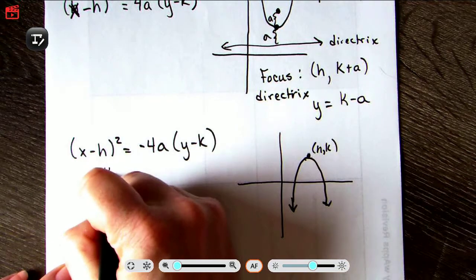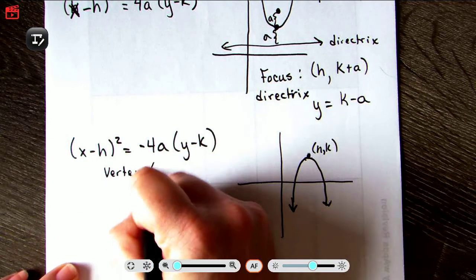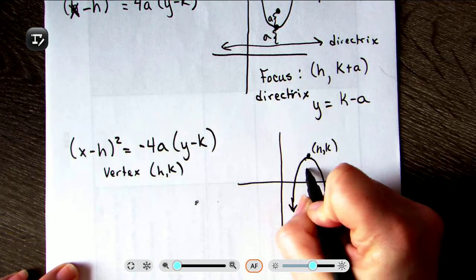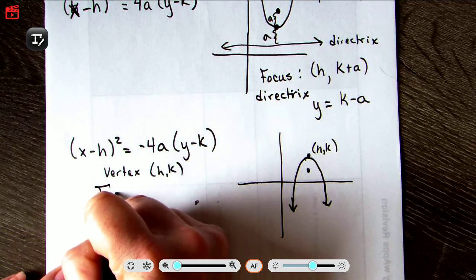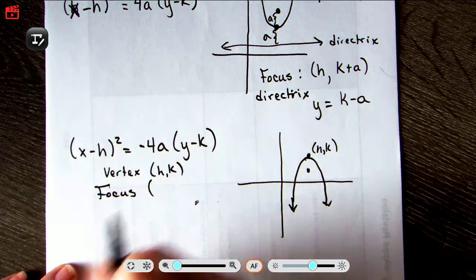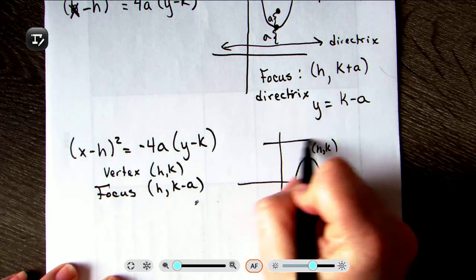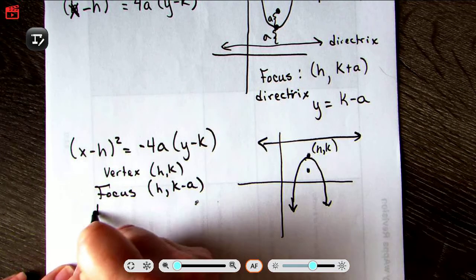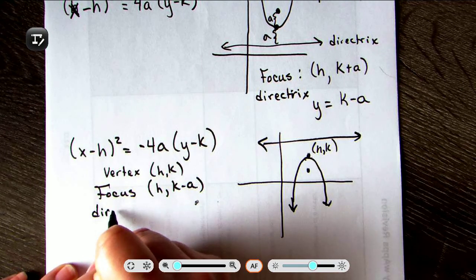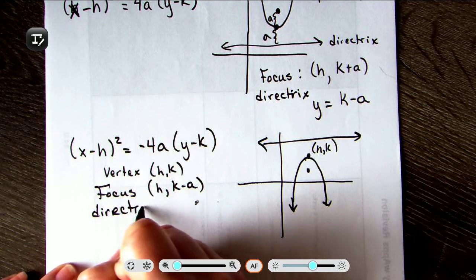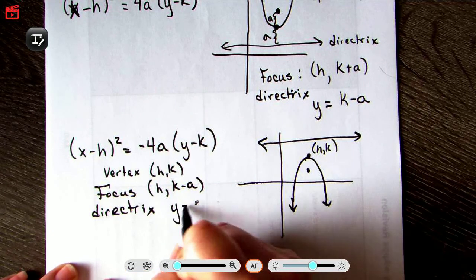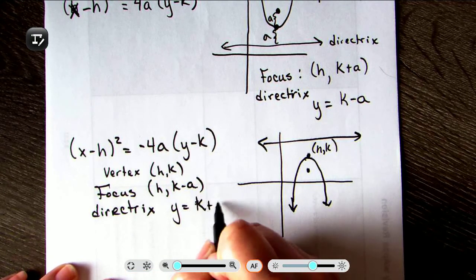So our vertex, I'll put them over here, (h, k). The focus is going to be at (h, k minus a) this time, and the directrix, I cannot spell today, is y equals k plus a.